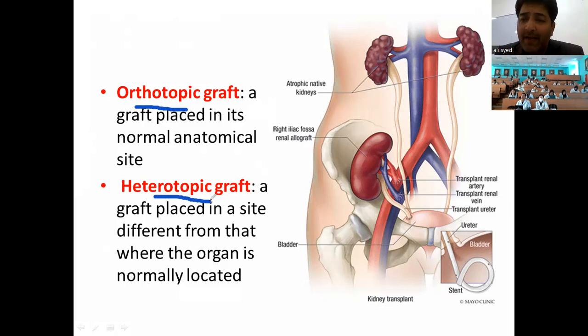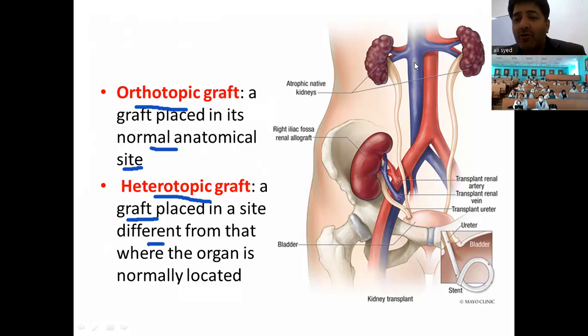So what is orthotopic graft? If you place a graft in its normal anatomical site, it is known as orthotopic graft. For example, the patient has liver cirrhosis, and I remove the liver and place the new liver in its normal anatomical site. It is known as orthotopic graft. But if I place a graft at a site different from its normal anatomical site, it is known as heterotopic graft. See the diagram, all students.